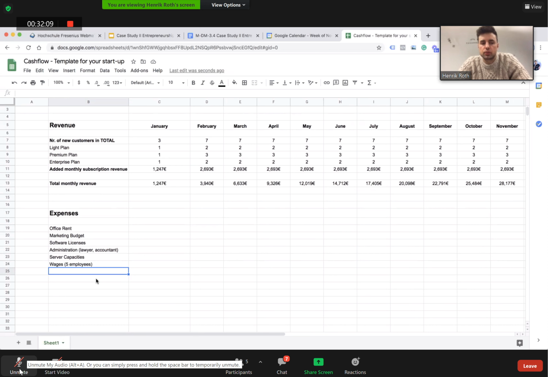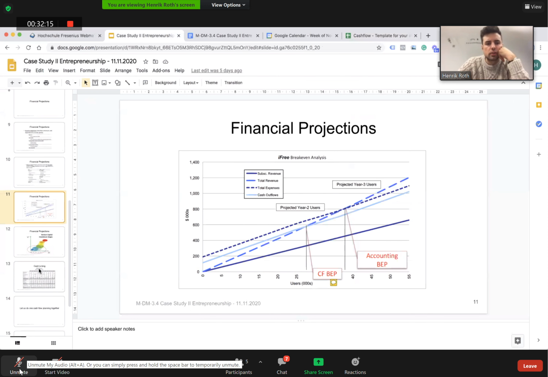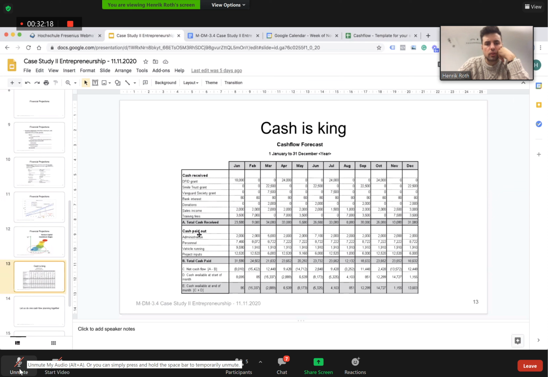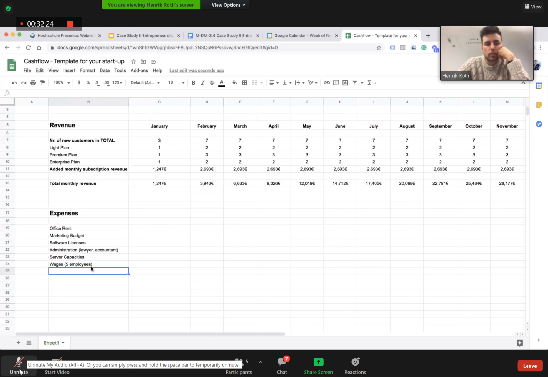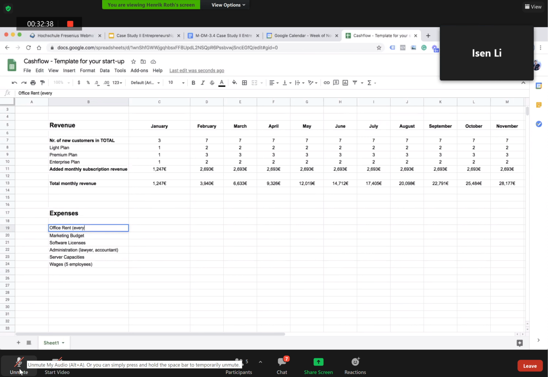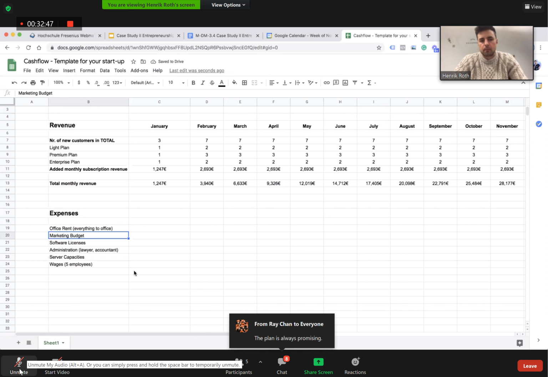What else? Let's look at the slide here. Personnel. Yeah, maybe like some office electricity. Yeah, this would be part of the office rent, I think. Ah, okay. Like everything connected to this. Also the printer and papers and so on. The plan is always promising, yeah.